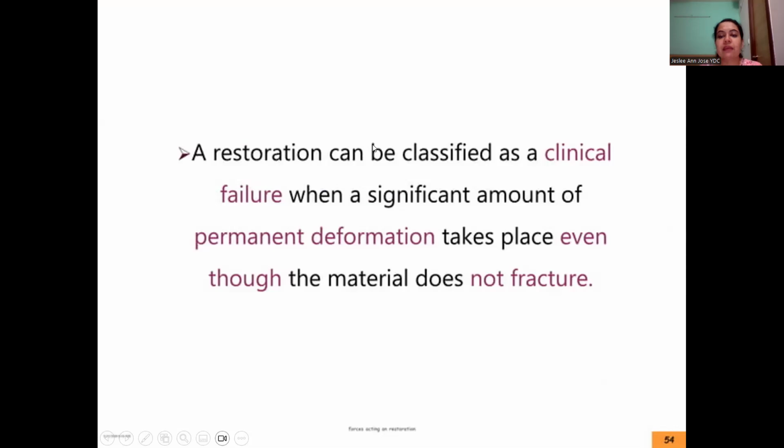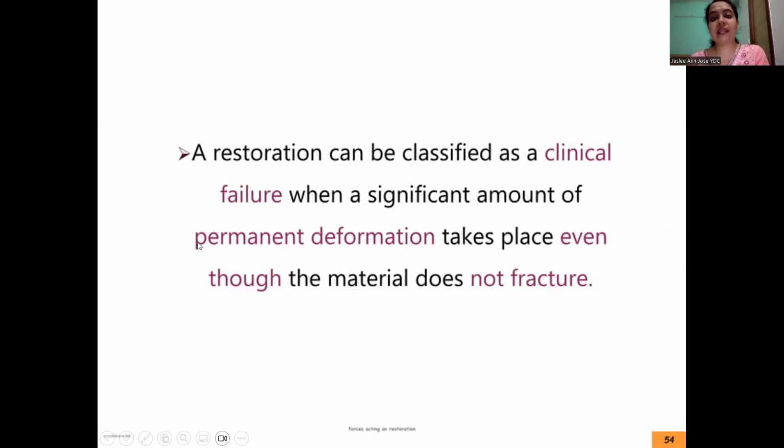So a restoration can be classified as a clinical failure when a significant amount of permanent deformation takes place, even though the material does not fracture. Sometimes we might think, oh okay, the restoration itself is intact, so we need not change.